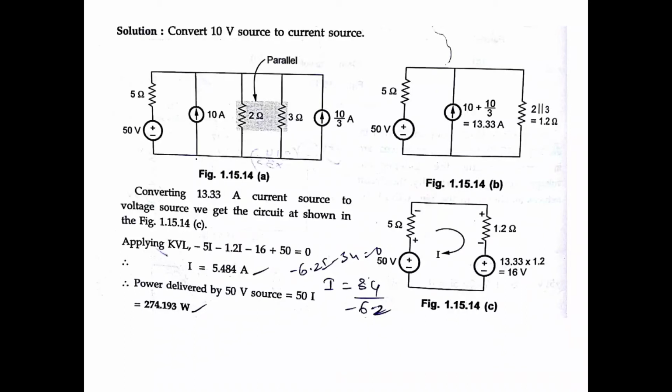Power delivered by 50 volts, 50 into I. Why 50 volt source? It is just given in the problem. 50I. Just now we calculated the current value. 50 into 5.484, you get 274.193.